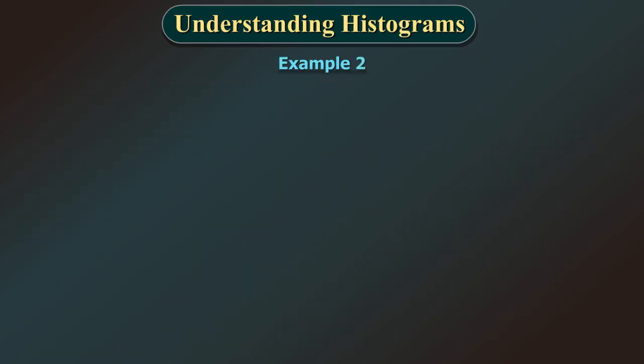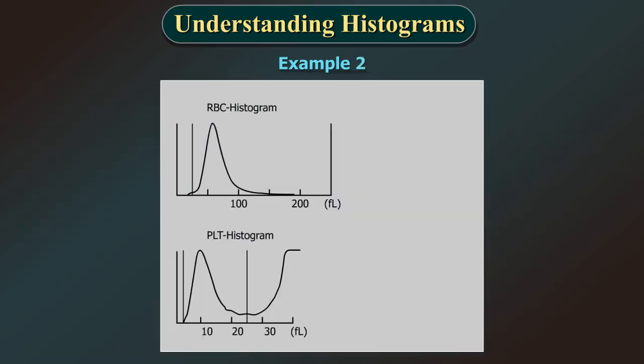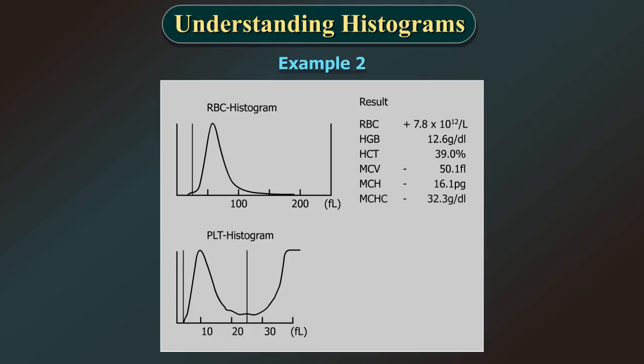Now let us look at example 2. Here the readings are RBC 7.8 into 10 to the power of 12 per liter, hemoglobin 12.6 grams per deciliter, hematocrit 39.0%, MCV 50.1 FL, MCH 16.1 picograms, MCHC 32.3 grams per deciliter and RDWC 14.7%.